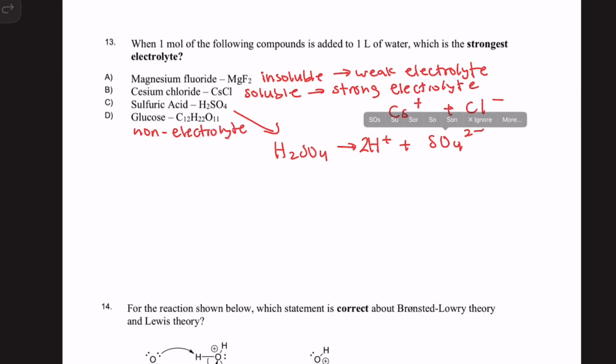So between options B and C, which one is going to be the stronger electrolyte? Well, it's the one with more ions. So as you can see, cesium is 1 plus, chlorine is 1 minus, whereas we have 2 H plus ions and we have a 2 minus here. So because it has more charges, it's going to be the strongest electrolyte. So the answer is C, sulfuric acid.